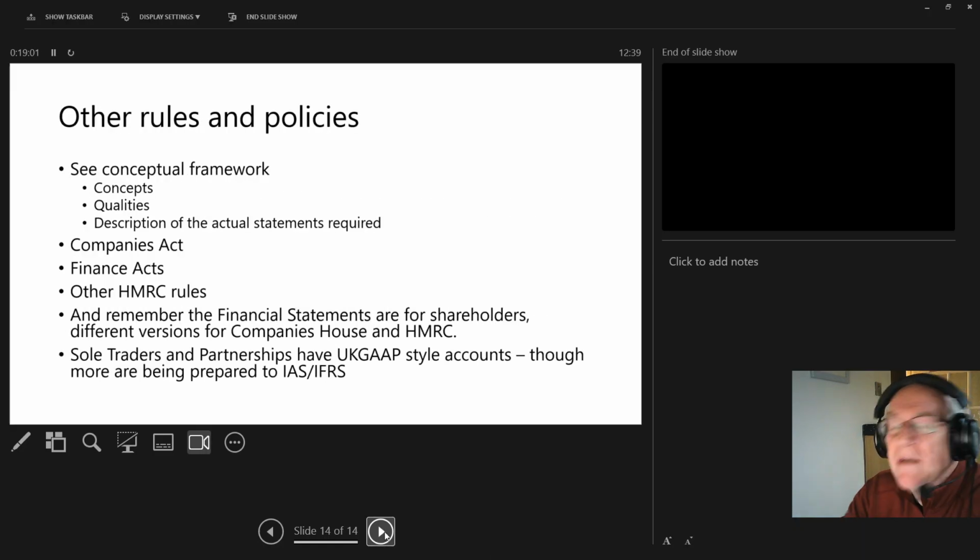One last page then, just generally speaking to finish off. Other rules and policies: don't forget the conceptual framework. This is very important about the concepts, in other words the accruals concept, the going concern, and then the qualities, verifiability, consistency, and some ethics as well, mentioned in the conceptual framework. You can download the conceptual framework quite easily off the internet.